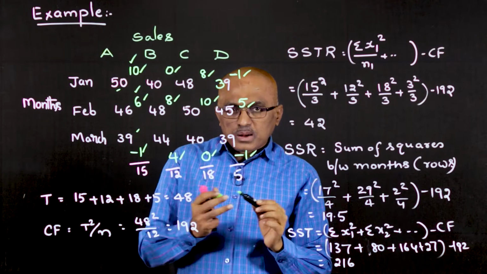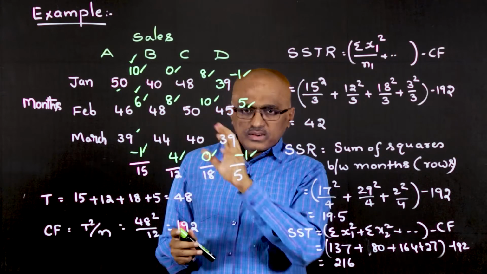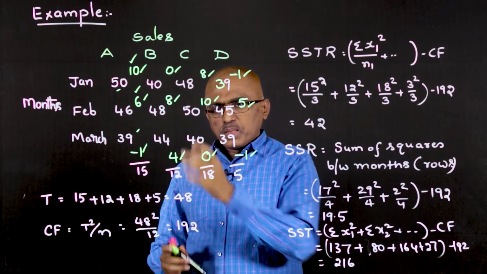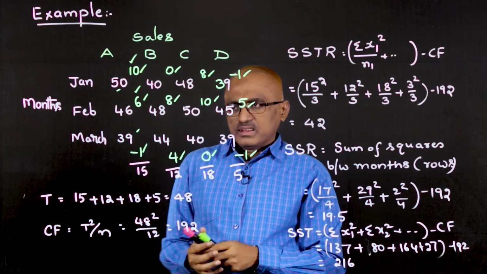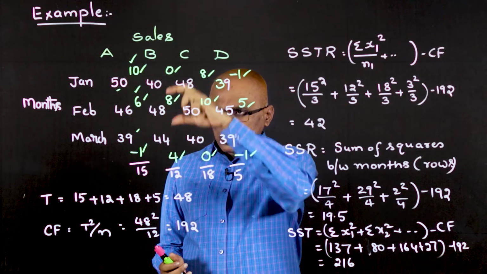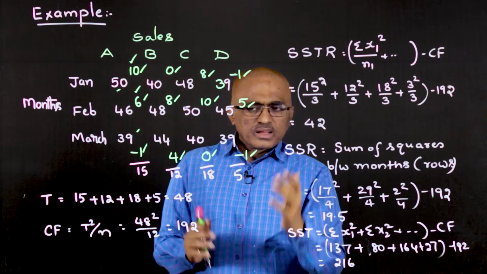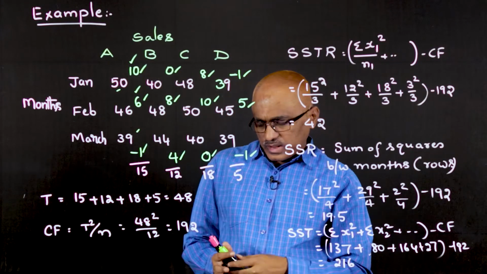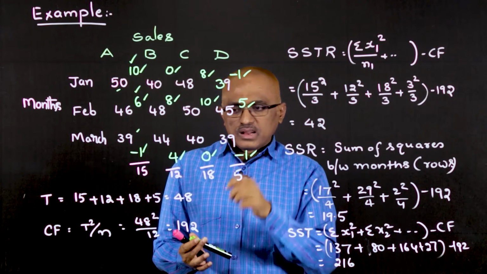This is not compulsory. If you feel that you have to work with larger numbers, you can convert them into smaller numbers by subtracting any constant number from each and every entry. Now we consider the modified numbers 10, 6, minus 1 and do all the calculations. Like what we have done earlier with respect to single way ANOVA.